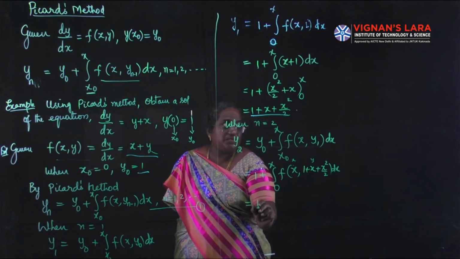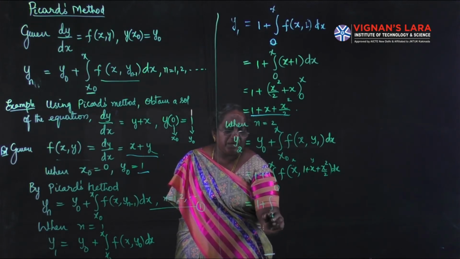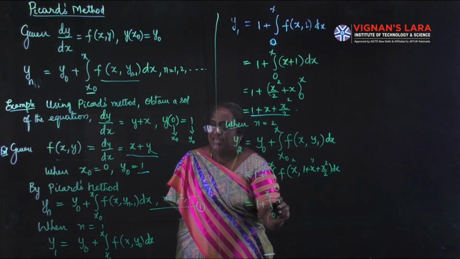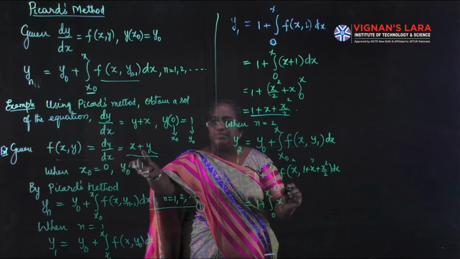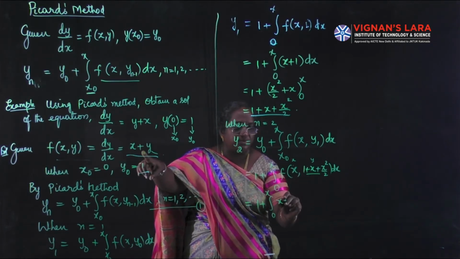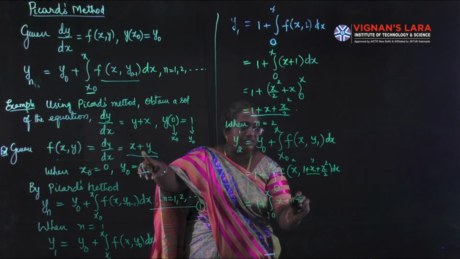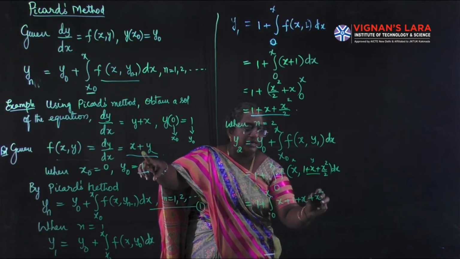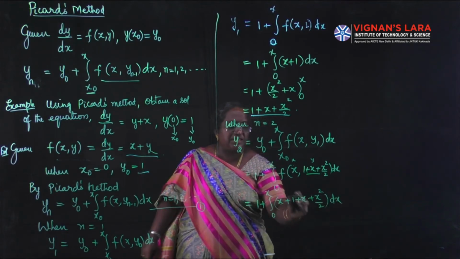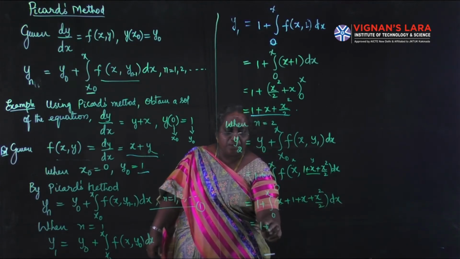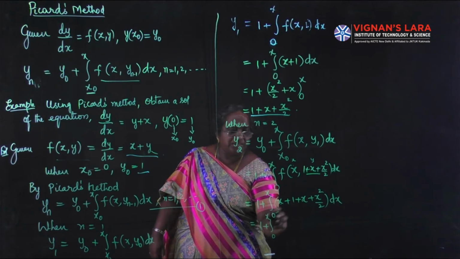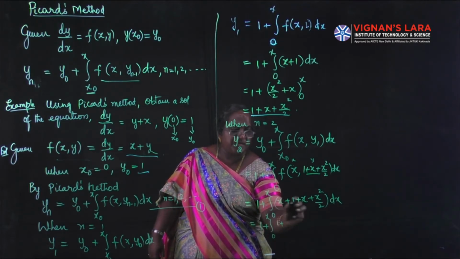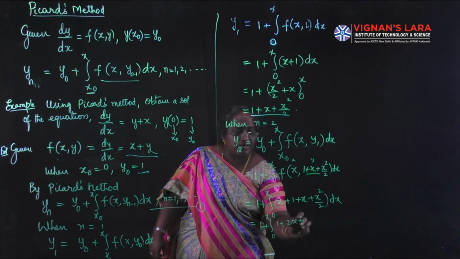So this is equal to 1 plus integral 0 to x. Instead of x, look here; instead of y, I have to write this: x plus 1 plus x square by 2 dx. Now I have to integrate. x plus x is 2x. One more step: 1 plus integral 0 to x, 1 plus x is 2x plus x square by 2 dx.